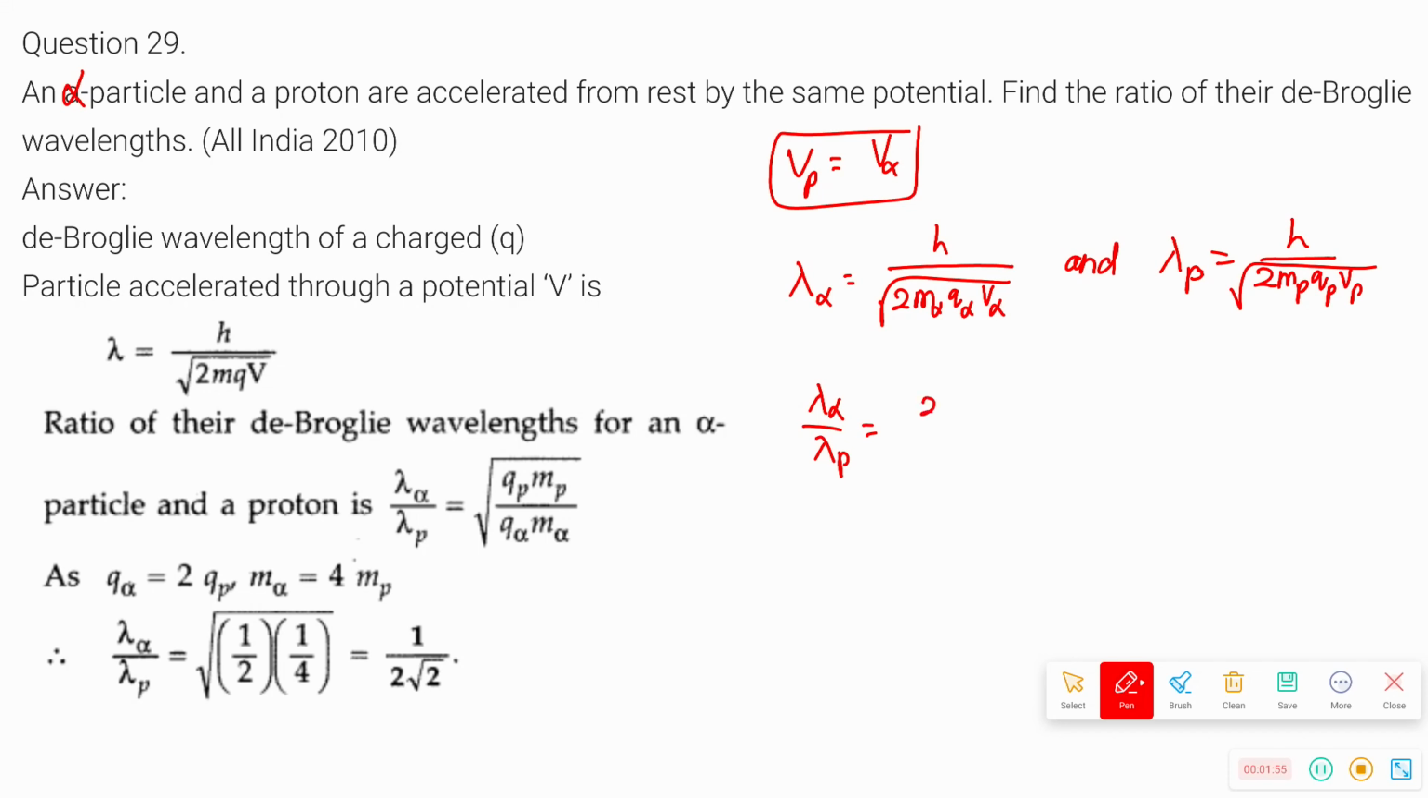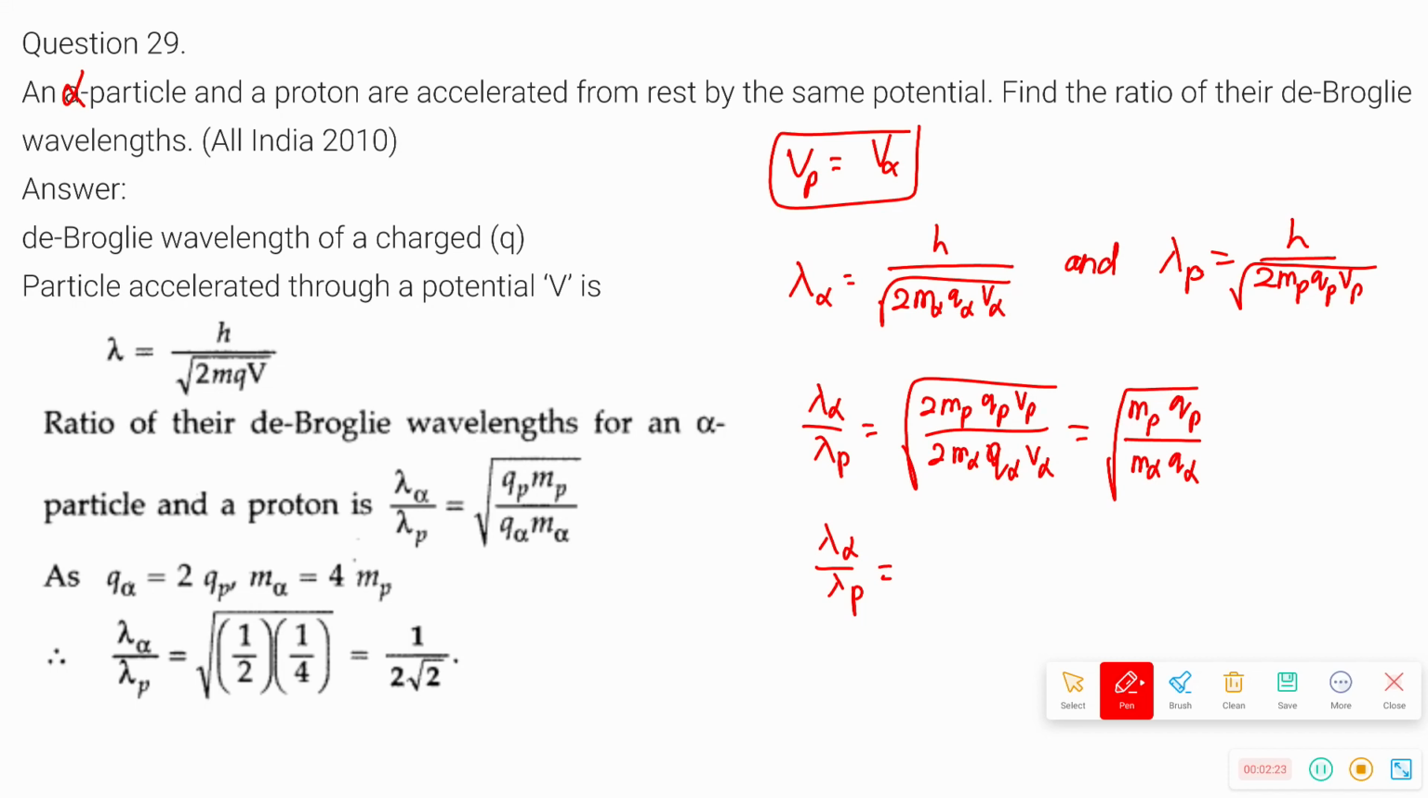Now here, it will be the square root of 2mp qp Vp by 2m alpha q alpha V alpha. Vp and V alpha cancel, so remaining is mp qp by m alpha q alpha, with the square root over it. Now you have to substitute. Lambda alpha by lambda p: keep mp as it is, q proton is e, m alpha is 4mp, q alpha is 2e.